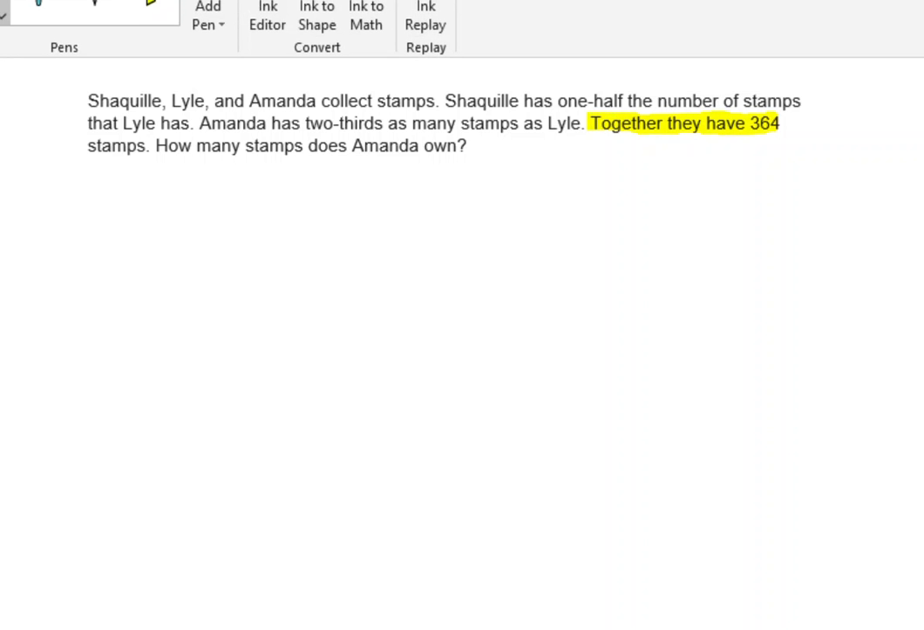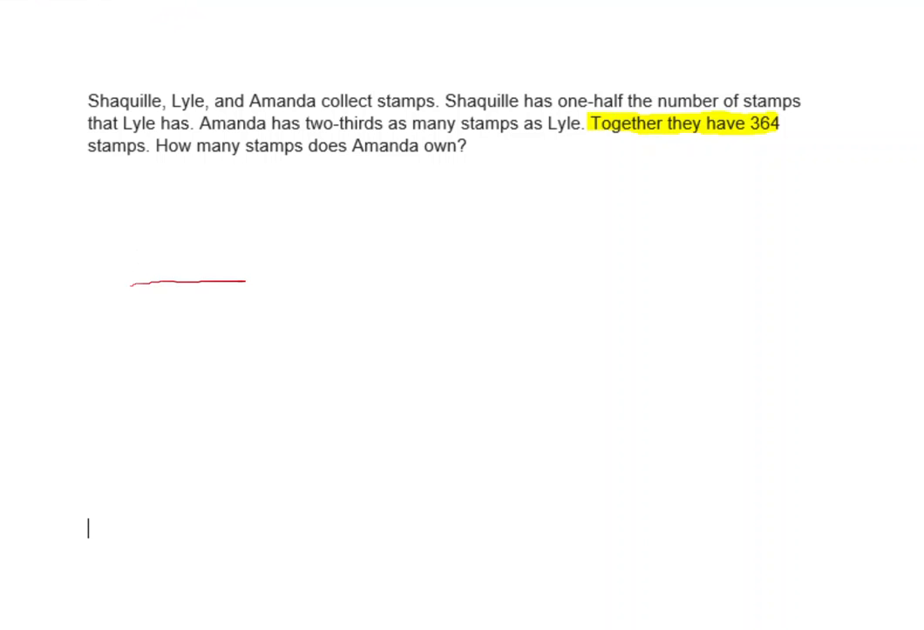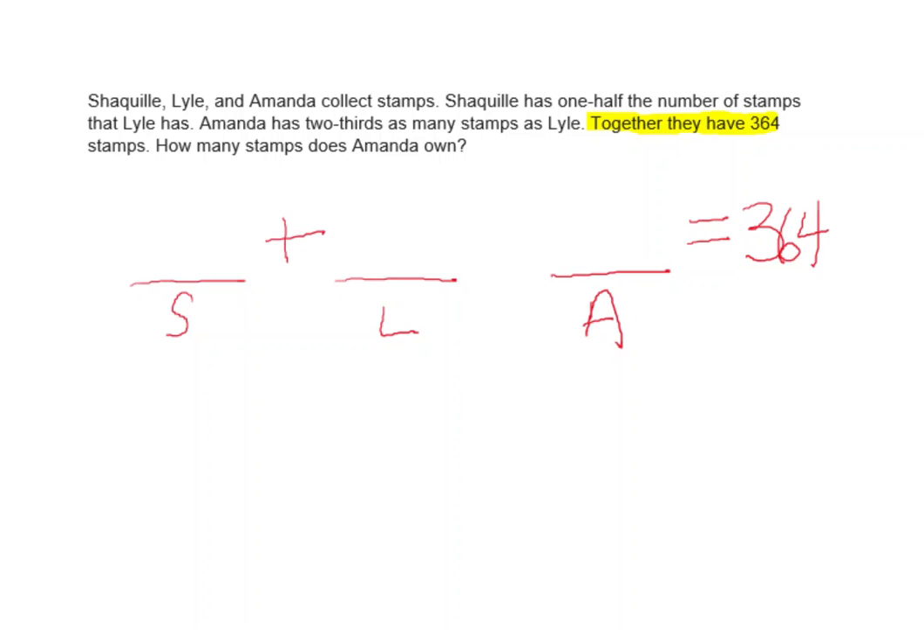So my suggestion is to start out with an outline of Shaquille, Lyle, and Amanda have a total of 364 stamps, which means I should be able to add their 3 amounts and get 364. It gives us some extra information in the problem.